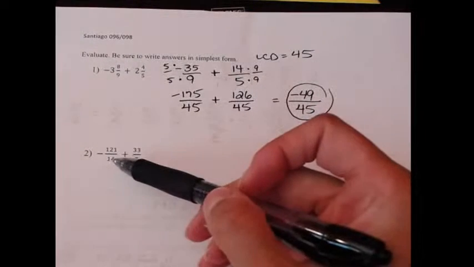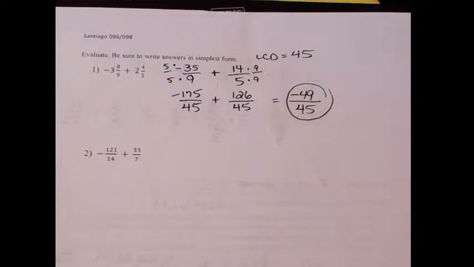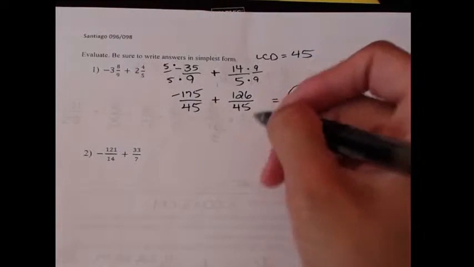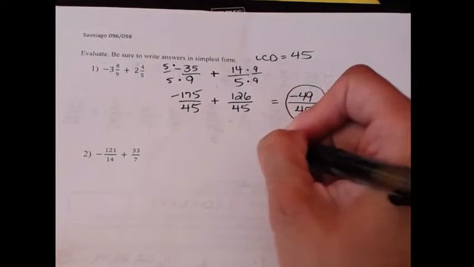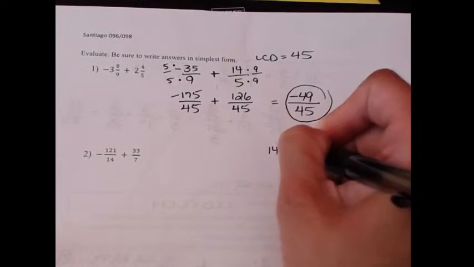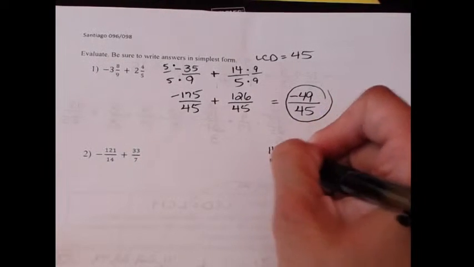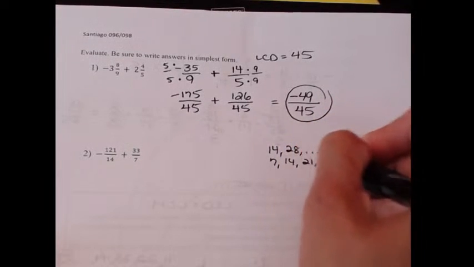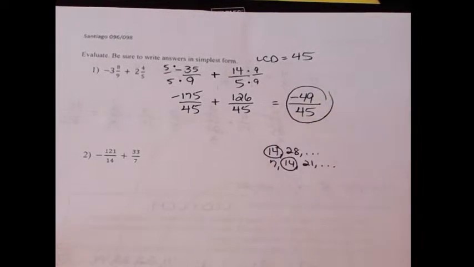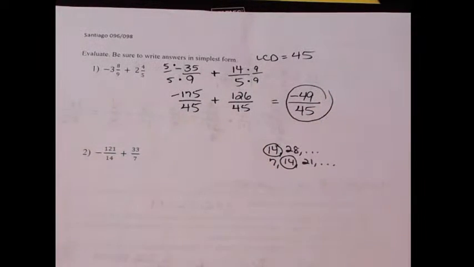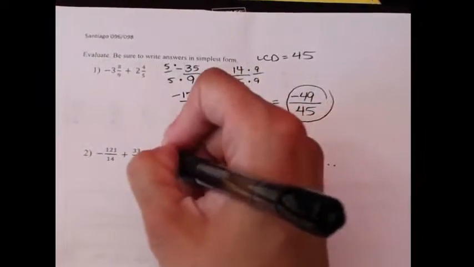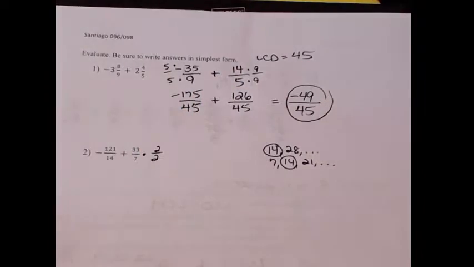So notice here we have a 14 and a 7. I want you to consider the LCD in this case is definitely going to be 14. If that idea is weird, just think about it logically. We start with 14, 28, etc. We have 7, 14, 21, etc. And we see that the common multiple of both 14 and 7 is 14. The nice thing about that is that we have to multiply the second fraction by 2 over 2.